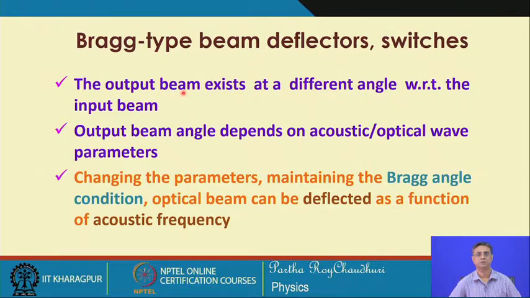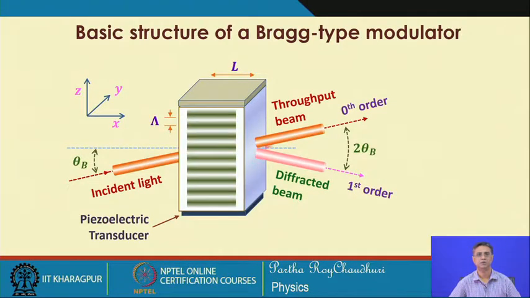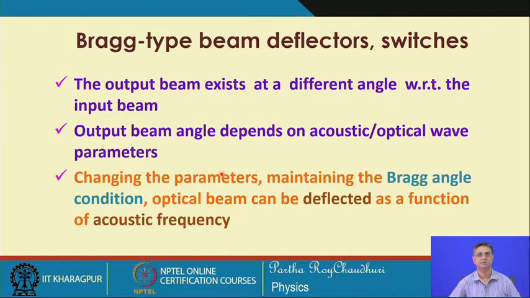Therefore, the Bragg-type output beam exists at different angles with respect to the input beam condition. The output beam angle depends only on the acoustic and optical wave parameters. So, therefore, by changing the parameters and maintaining the Bragg angle condition, the optical beam can be deflected as a function of acoustic frequency. So, let us look at this. If we maintain the condition the same, but for different angles of input beam incidence, then there will be different deflected directions of the first order beam if we change just the acoustic frequency. We will see that the acoustic frequency and the beam deflection are just linearly proportional under the small Bragg angle condition. We will first look at this consequence and then we will.